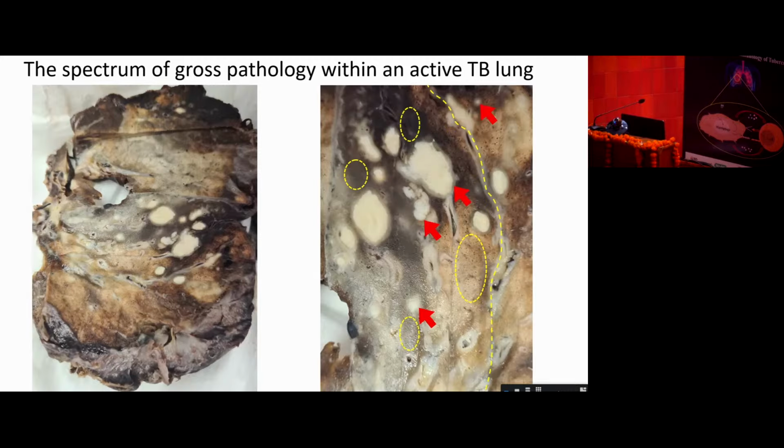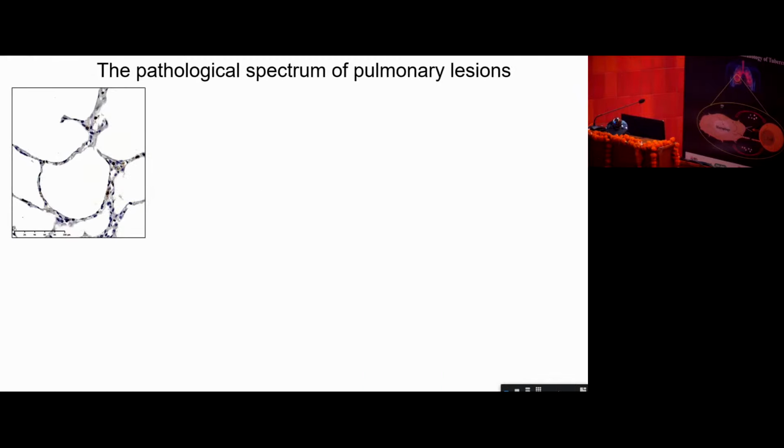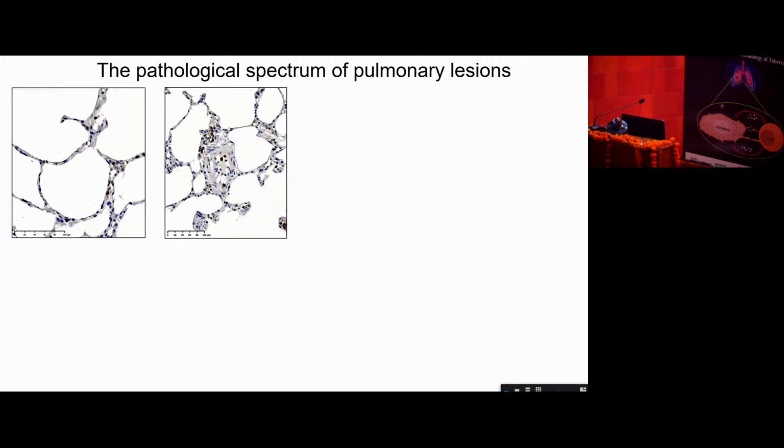So this is an enormous resource for the study of the mechanism of TB disease. Let me give you an example of the pathological spectrum of pulmonary lesions that we are in the process of studying. This is an apparently healthy region, with healthy airways and alveoli, in a TB-infected lung. From the same lung, you can see evidence of granuloma formation.